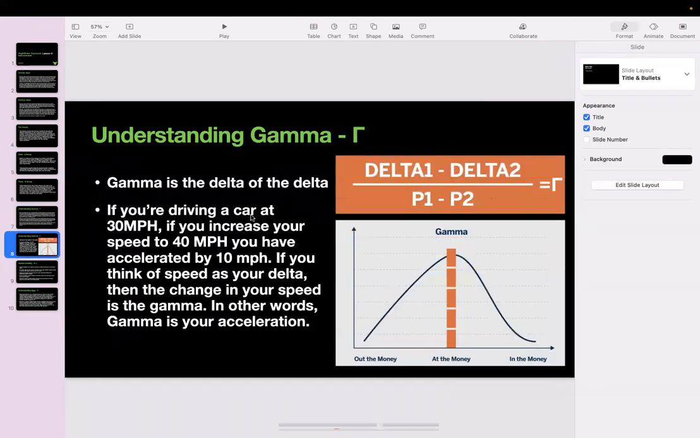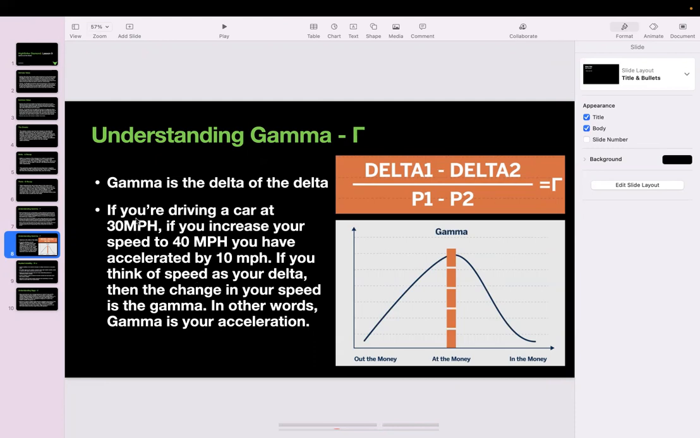All right, so a little bit of an example. Gamma is basically the delta of the delta, right? The delta of an option is how much the option will move based on the underlying stock price, whereas gamma is how much delta will move based on the stock price. So look at it like this. Here is a great example that I found.